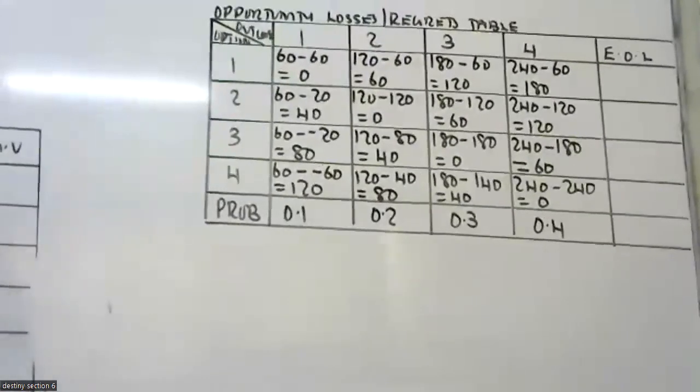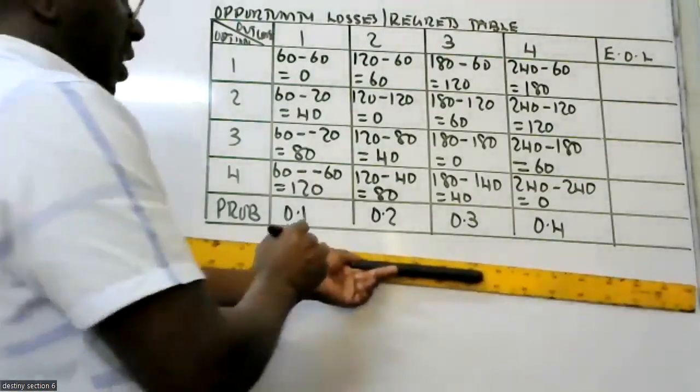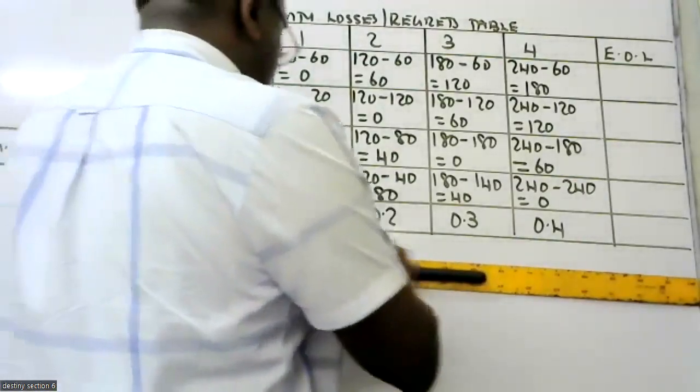So that is how you create that table. So with that now, we go to the next rule. The next rule, which is called number 7 now.